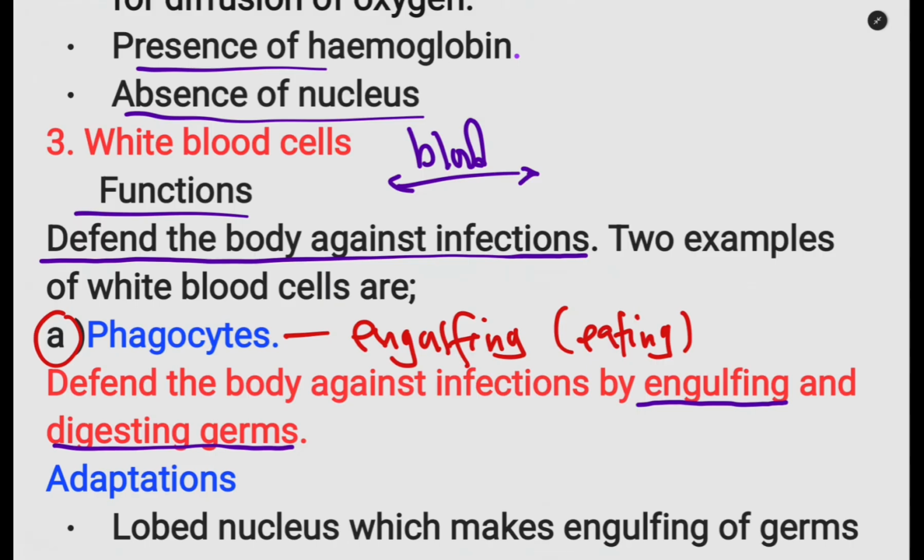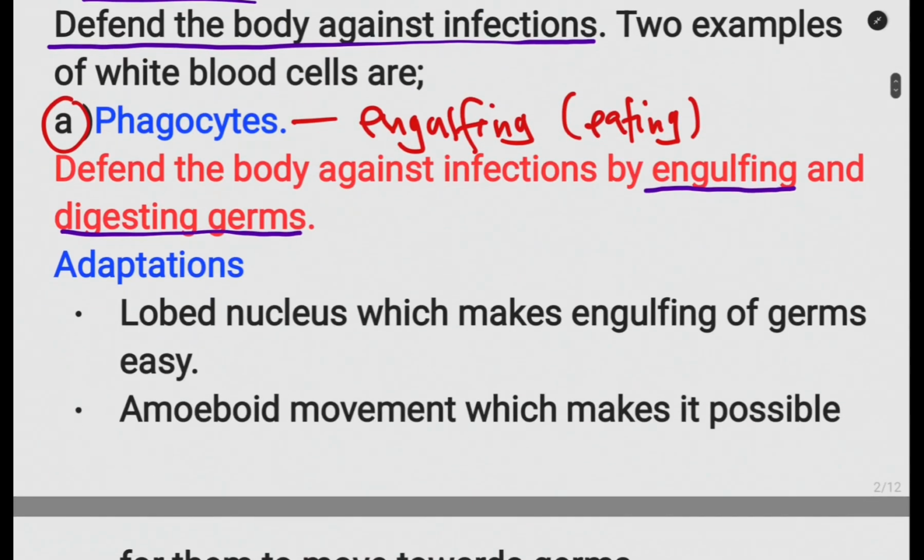Now, is this part important? Yes, it is. You are going to find the question in an exam, or the question is there in the past papers where you are given the phagocyte. And of course, you should be able to look at what the question is asking you to do. This part is very important. What are the adaptations? What are the special features that these phagocytes have that enable them to engulf and digest these germs?